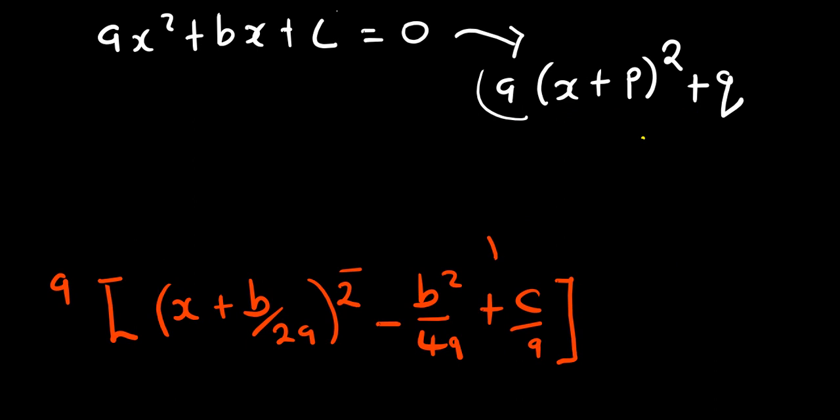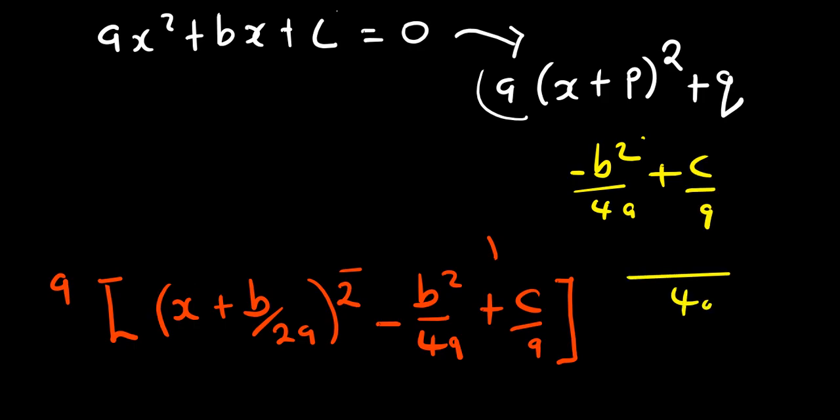Okay, so let me get this expression. So if I'm simplifying this expression, what am I going to get? I've got negative b squared over 4a plus c over a. If I get 4a squared as the common denominator, 4a squared divided into this will just give us negative b squared plus 4ac. So this is the expression that we have.